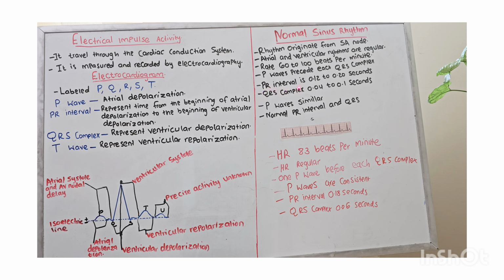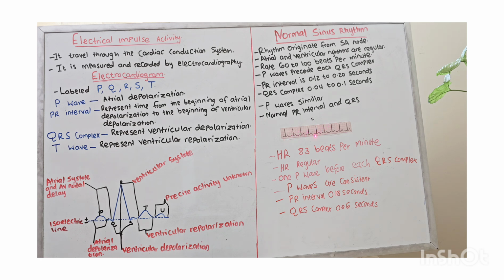PR interval is 0.12 to 0.20 seconds. QRS complex is 0.04 to 0.1 seconds. P waves are similar. Normal PR intervals and QRS, like this image right here. This is an example.